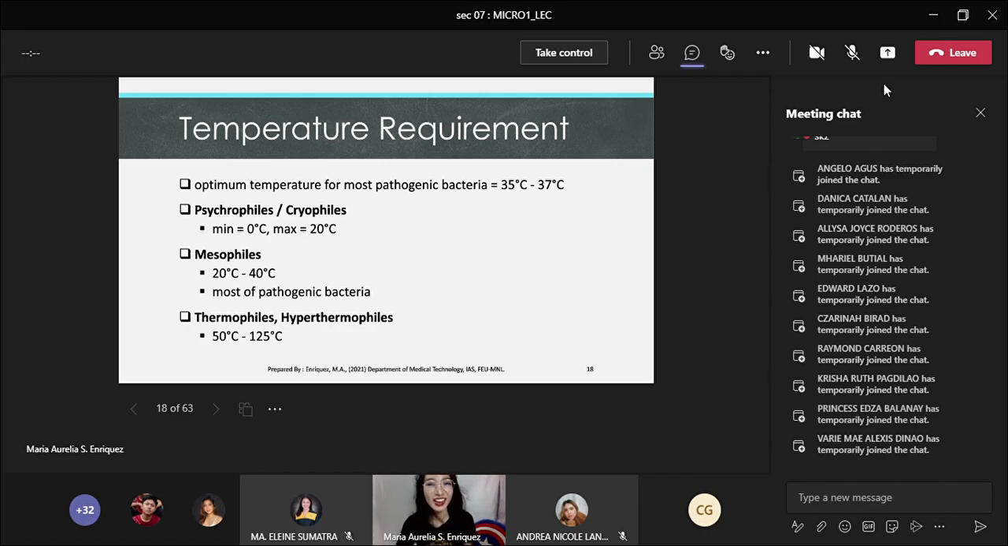So, medyo maarte sila, no? Gusto nila sa malamig lang na environment. And an example of this is Listeria monocytogenes. So, Listeria monocytogenes is an example of a psychrophile. Meanwhile, meron din naman po mga bacteria that are thermophiles and hyperthermophiles. So they grow best between 50 to 125 degrees Celsius. An example of this is Thermus aquaticus.